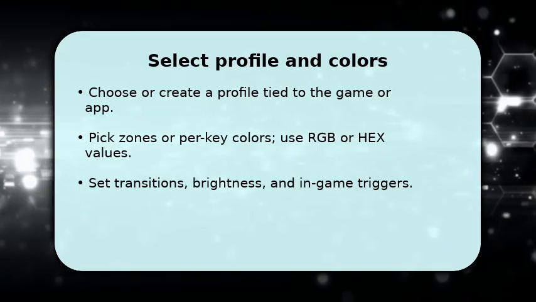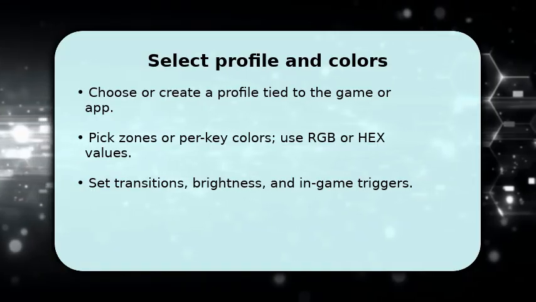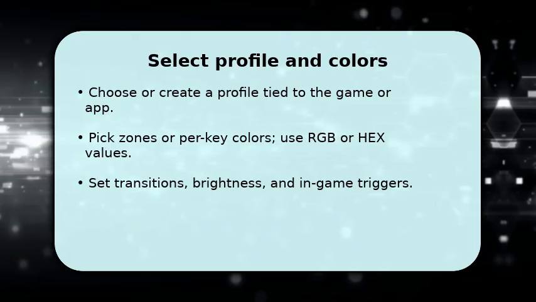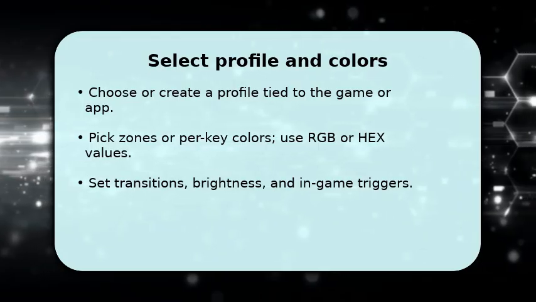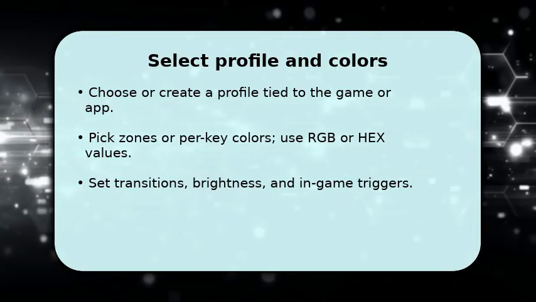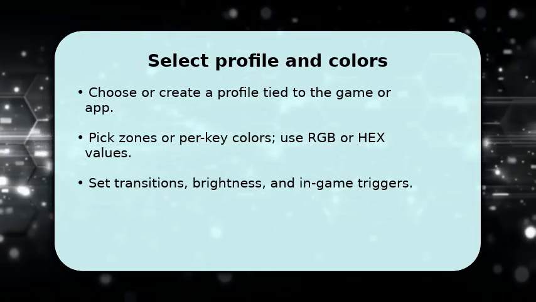You now select a profile, either an existing game profile or a new one tied to the game name, and choose whether to target full keyboard zones or per key mapping. Pick colors with RGB sliders or enter HEX values for exact matches. This gives repeatable results. Next, set transition styles and brightness so colors remain visible during gameplay but not blinding.